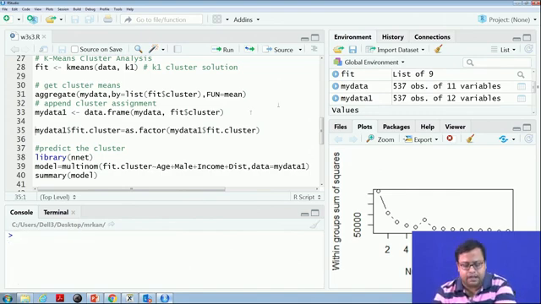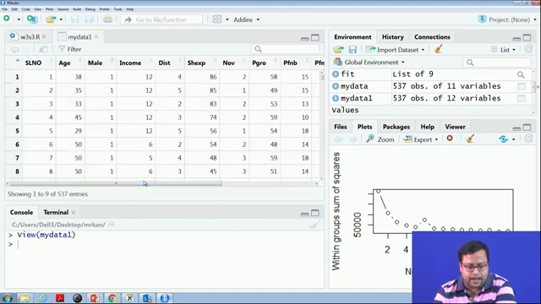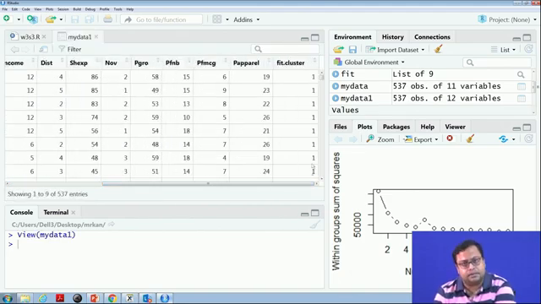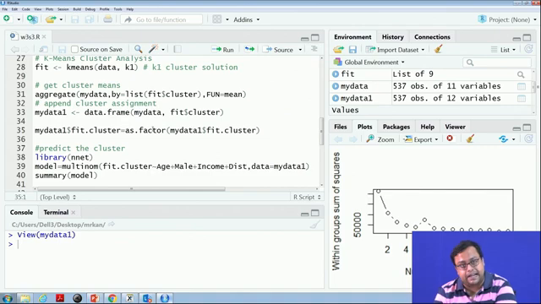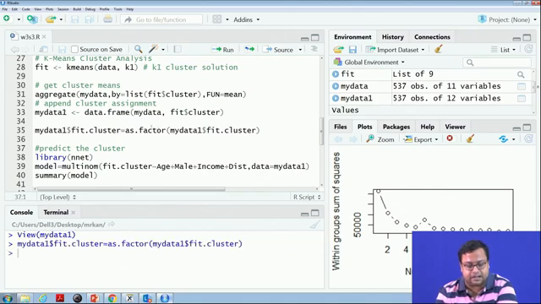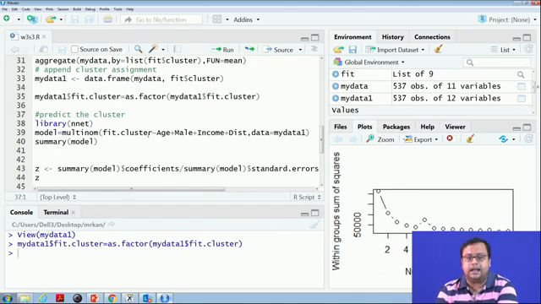Now, in my data, if you remember, I have this as my identifiers of the persons and this as my age, male, income, distance. These are the 4 demographic variables that I have. So, using these demographic variables, I will try to predict which cluster he is in. Now, there are 4 categories, 1, 2, 3, 4, and this is not a linear regression because all these 4 categories are different. So, I change them to a factor variable using as.factor, and then I run a multinomial logistic regression.